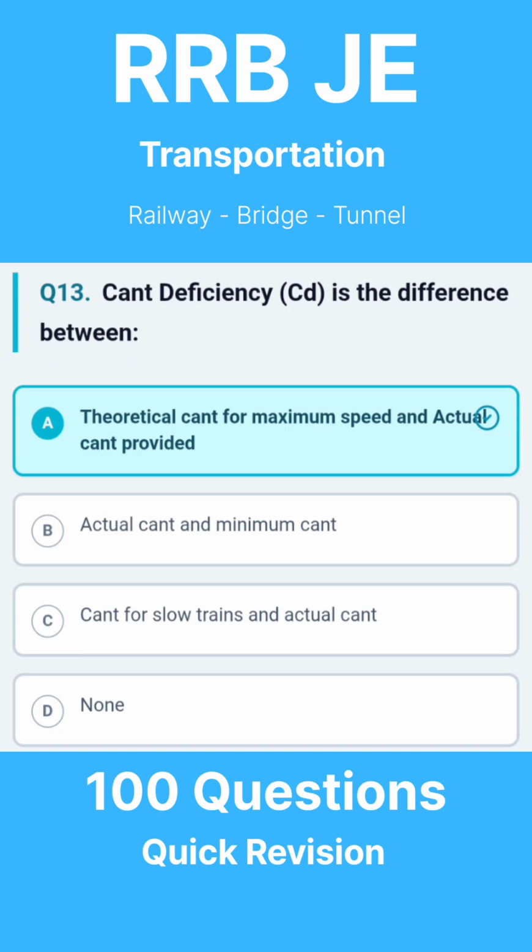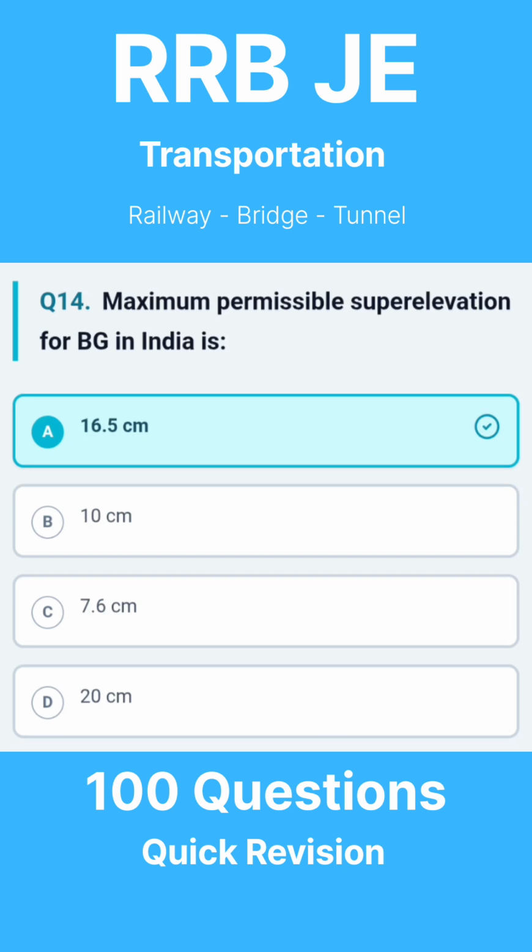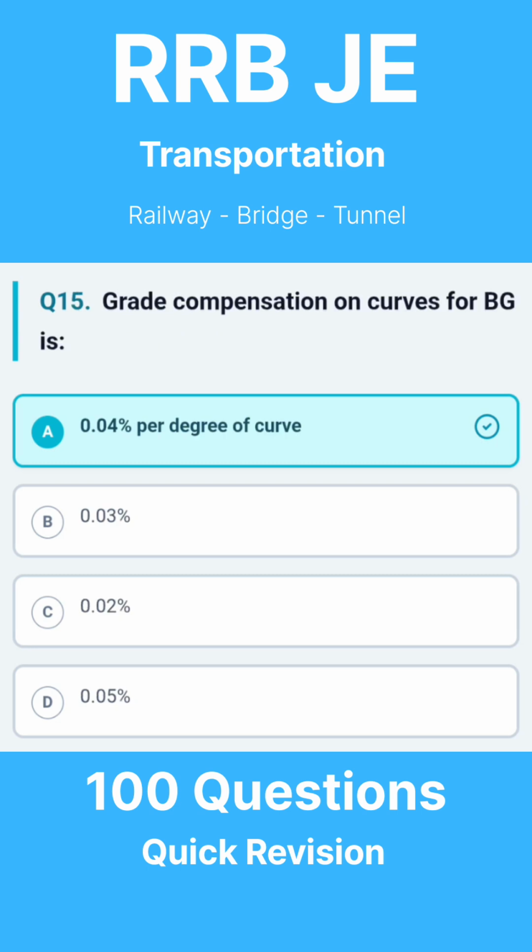Question 13. Cant deficiency CD is the difference between. The correct answer is theoretical cant for maximum speed and actual cant provided. Question 14. Maximum permissible superelevation for broad gauge in India is. The correct answer is 16.5 centimeters. Question 15. Grade compensation on curves for broad gauge is. The correct answer is 0.04% per degree of curve.